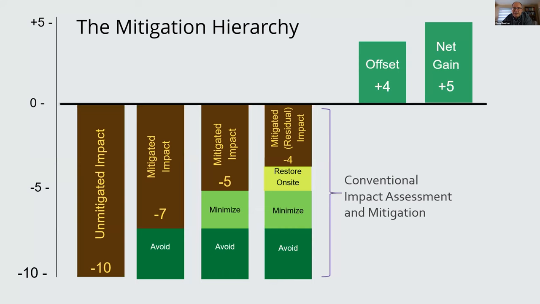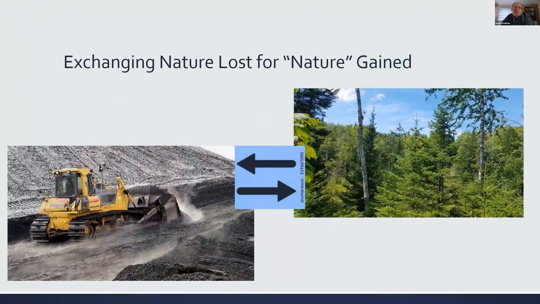But the bottom line here is a very simple concept that offsetting really involves exchanging nature lost for nature gained. And I put nature gained in quotation marks because of course the nature that we may produce may not be nearly as complex or functional as the intact nature that was lost to development.